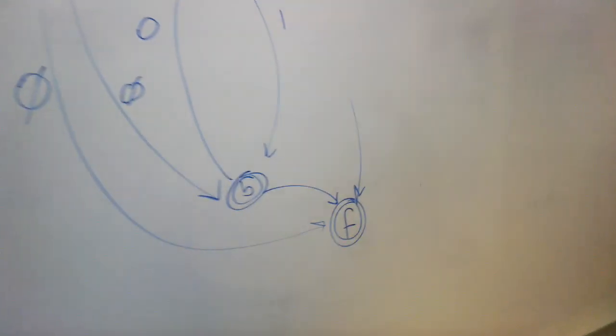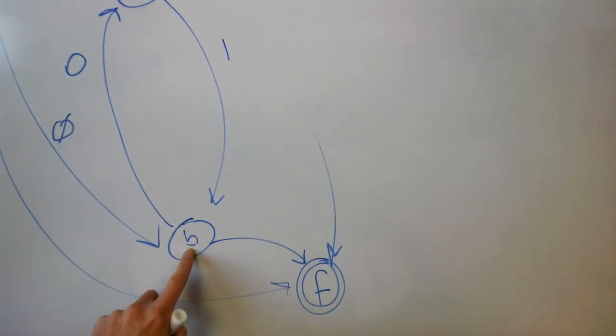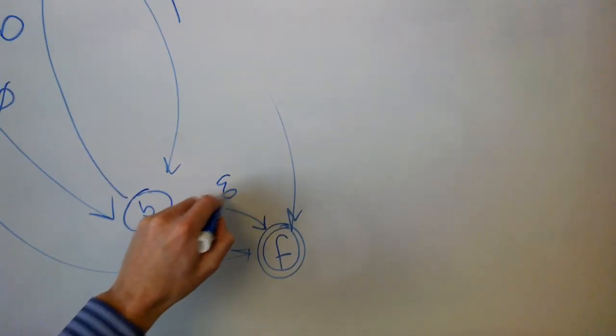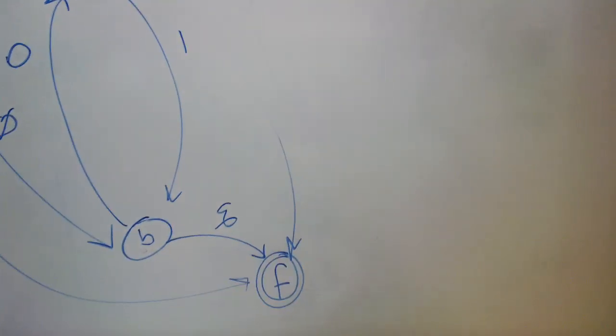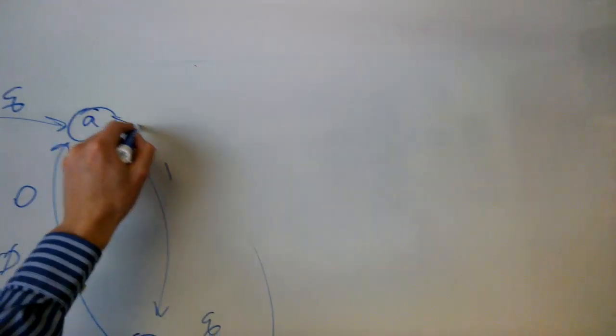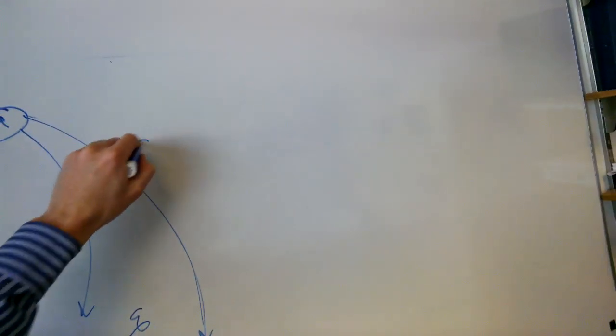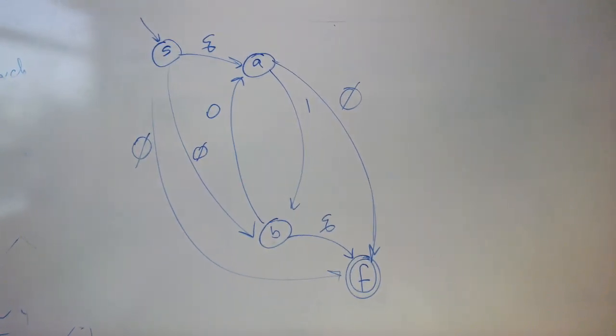And then I'm going to take state B right here and make it non-accepting and make an epsilon transition down to F. So now I can get from B to F on an epsilon. Since A in the original automaton was not accepting, I'm going to label this with an empty set. And I think I've got everything labeled.